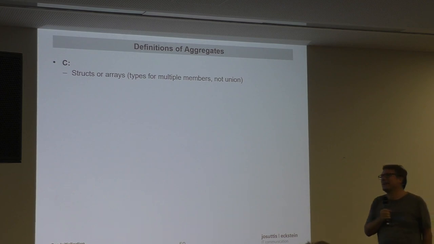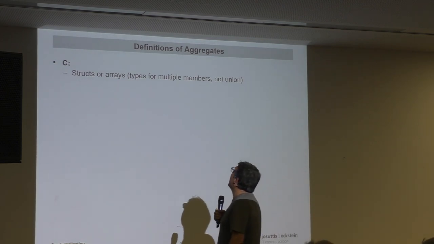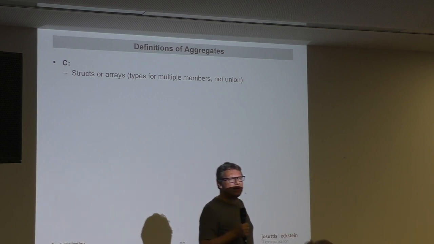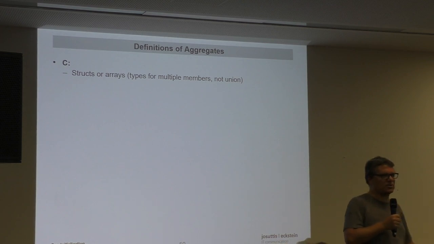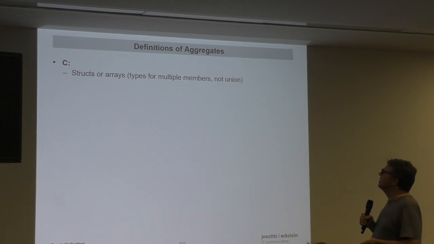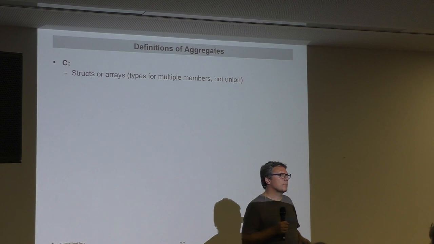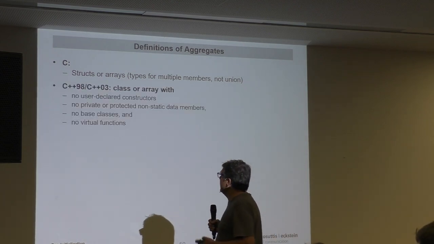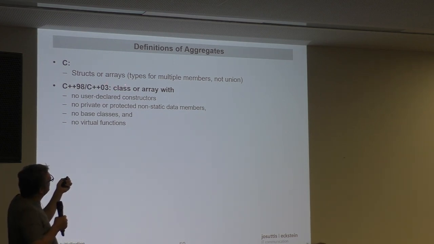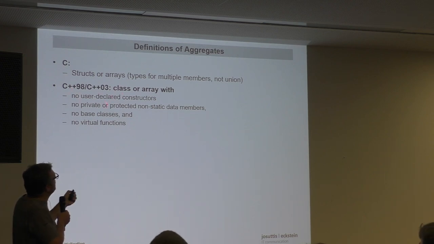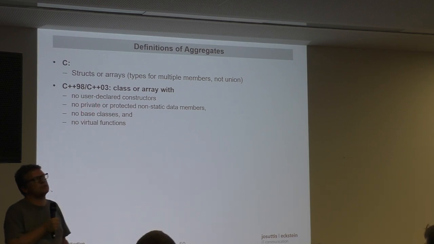So let's finally, close to being final, talk about aggregates. What is an aggregate? An aggregate is something that is not a class, but a structure. We have this term from C. So it's either a struct or an array or a combination of both. And we adopted that in C++ and said we have an aggregate if we have a class or array with no user-declared constructors, no private or protected non-static data members, no base classes, and no virtual functions. Then we have an aggregate.